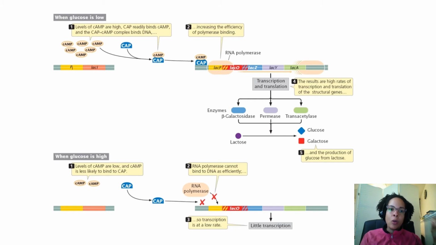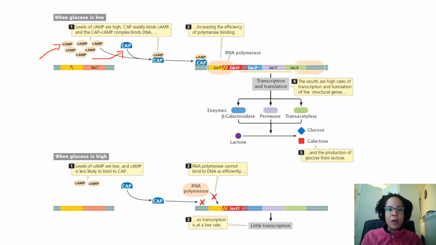So when the cell runs out of glucose, it starts to starve and it produces a molecule called cyclic AMP. You can think of this as being like a panic hormone. The cell knows that it needs energy to live, but without glucose, it starts thinking, oh, I can't use that sugar for energy now. I've got to find something else. So cyclic AMP has the ability to bind another protein in the cell called the CAP protein.